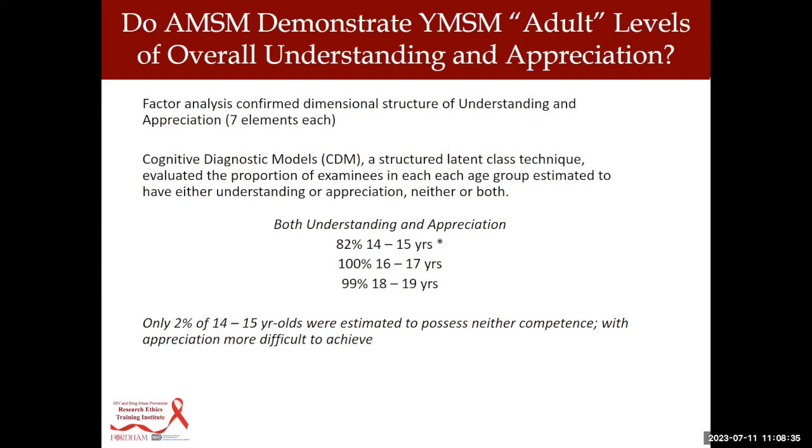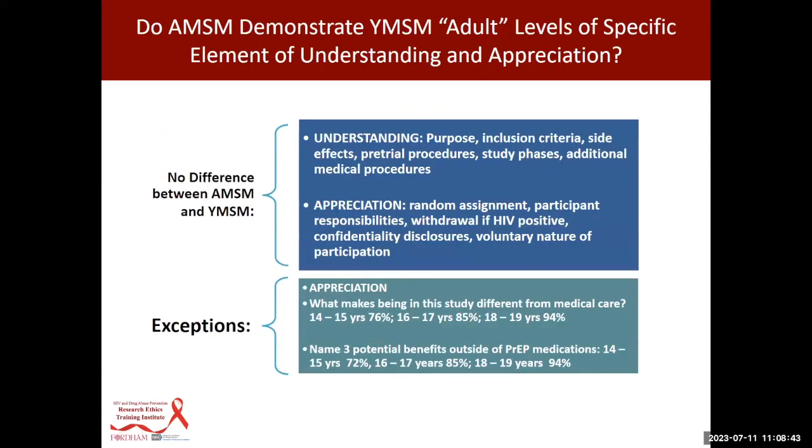This was telling us what percentage actually understood, and not just differences in mean scores. So what we found was there really were no differences in understanding and appreciation. These were all the questions that we asked about random assignment, participant responsibilities, withdrawal of HIV. Really complicated questions. The exceptions were that the therapeutic misconception still existed more in 14 and 15-year-olds, but it's still only 76%. And 85% in 16 and 17-year-olds.